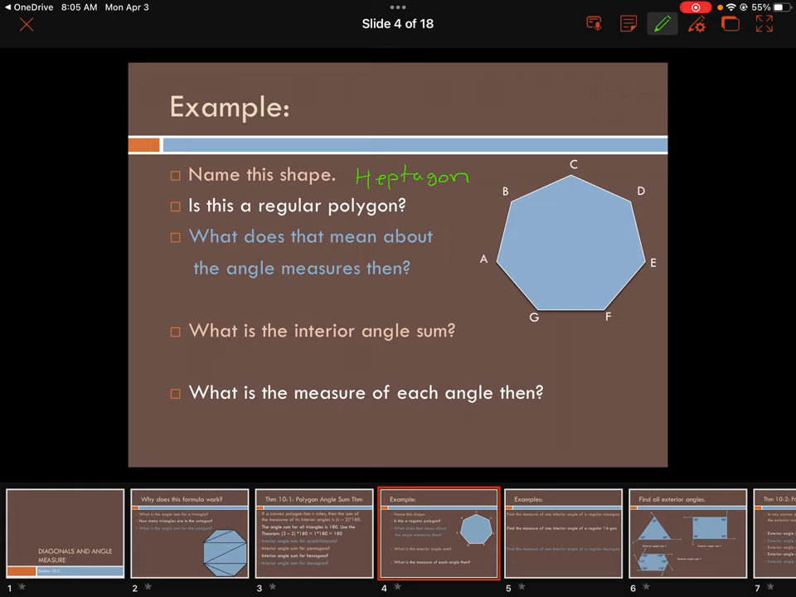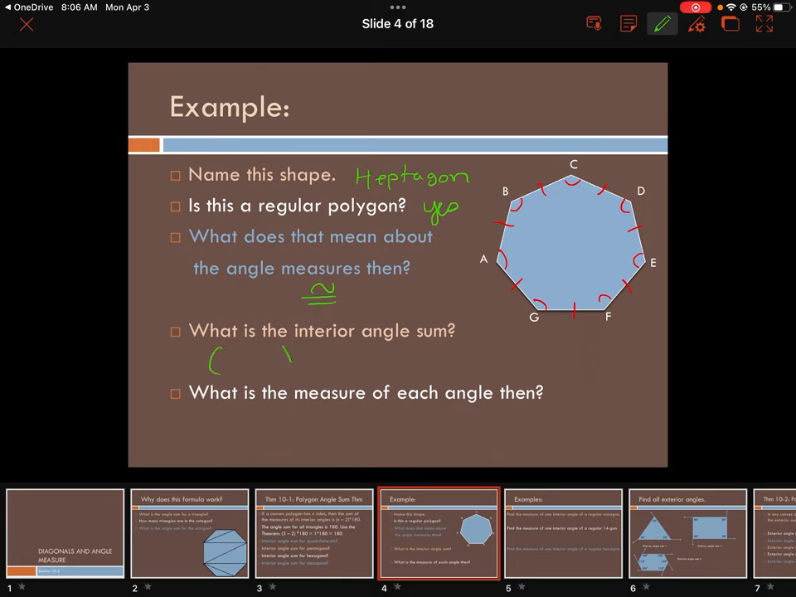Is this a regular polygon? Well, you can't tell unless there's marks on it. I think I meant for it to be regular. Okay, so take a moment and just make those marks on your notes. You're marking all of the sides congruent and all of the angles congruent. Remember, polygons could be equiangular and not equilateral. They could be equilateral and not equiangular. So we're going to say this is regular. What does that mean about the angle measures then? They're all going to be congruent.